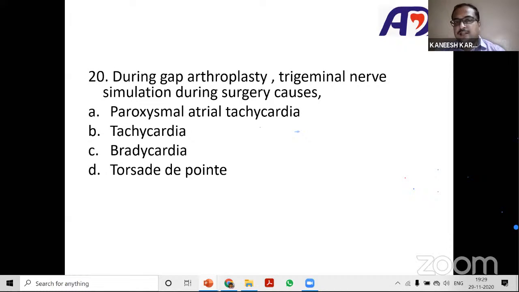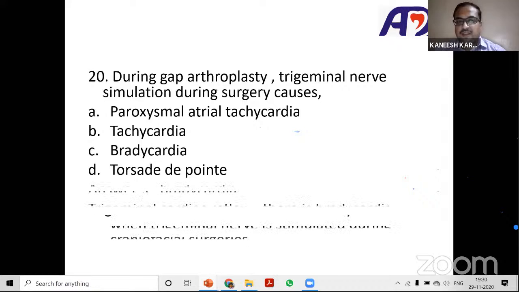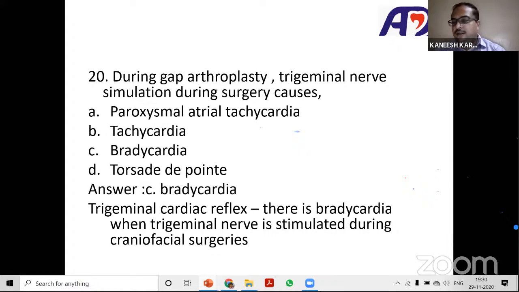During gap arthroplasty, trigeminal nerve stimulation during surgery causes... Okay, I can see multiple responses. Okay, answer is bradycardia. There is something called as the trigeminal cardiac reflex. It always results in bradycardia when trigeminal nerve is stimulated during craniofacial surgeries.